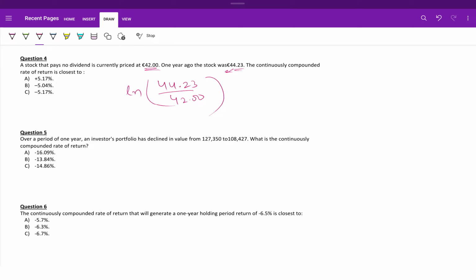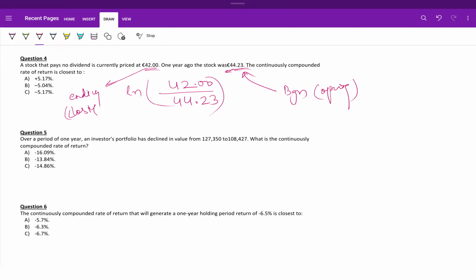So 1 year ago the stock was priced at 44.23, and it is now priced at 42. So this is the beginning, or the opening, and this is the ending, or the closing. This is actually representing a loss in the stock. I hope now you've understood how to use the calculator effectively. You can use the calculator to solve this question.